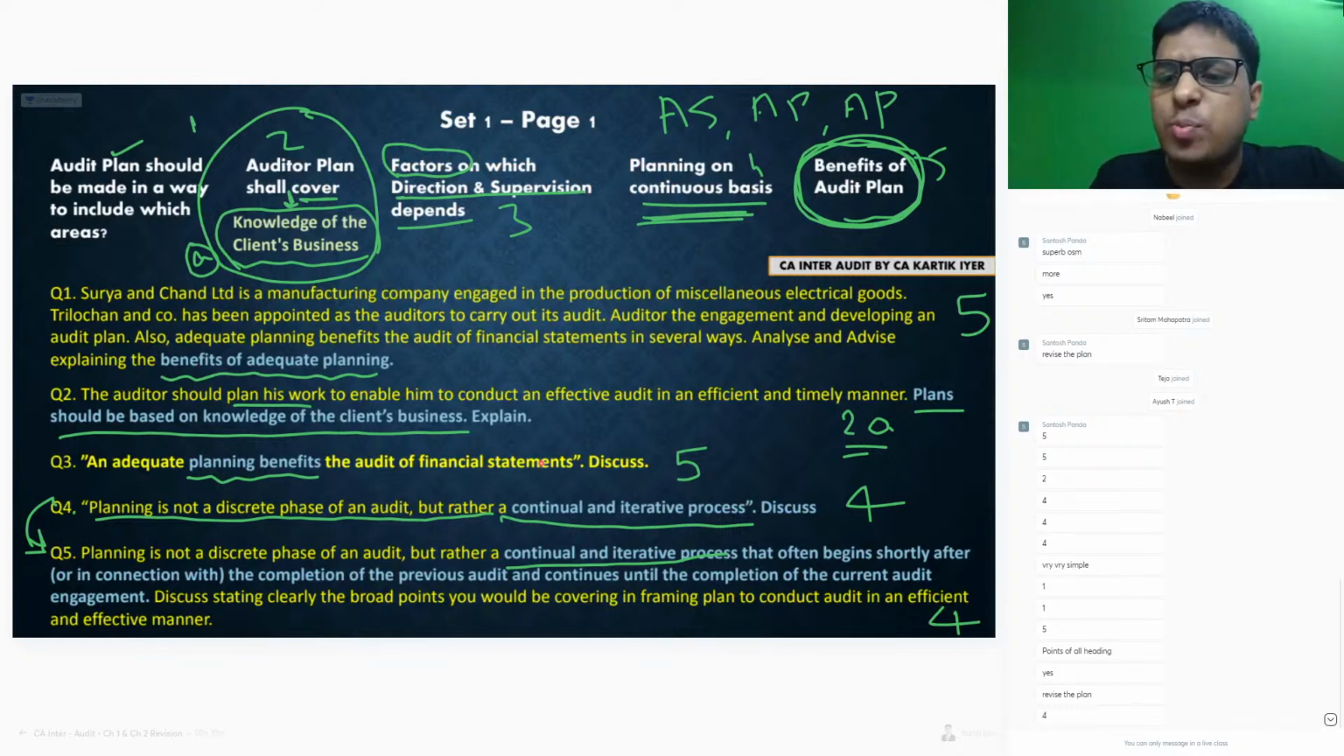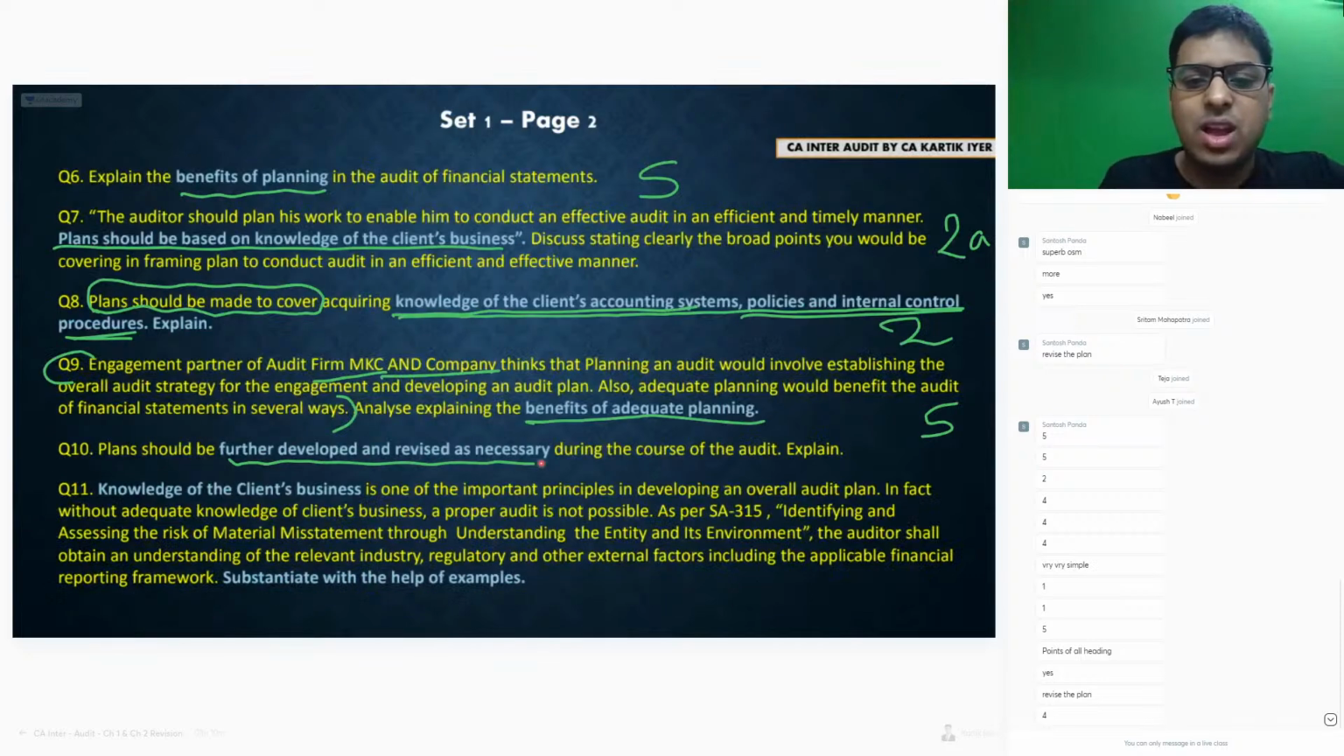Please explain what all points to cover in question number 8. Okay, Ritik, I'll tell you this. Don't worry. Okay, this will be point number 4.